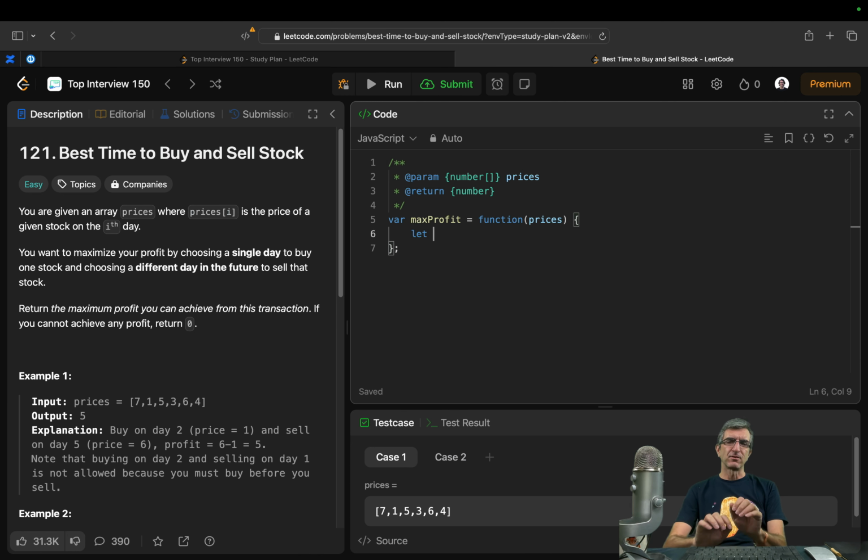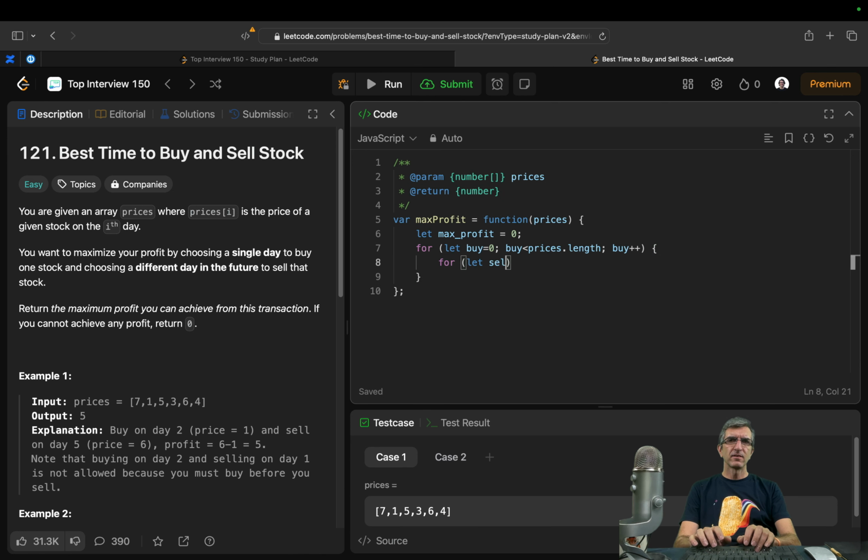So I'm just going to write what I called idiotic. Let maxProfit be 0. Start from here. For buying day starts with 0, it goes up to prices.length, and buyingDay++. Then I will go with, let sellDay start from not 0 but buyDay + 1, from the day after.